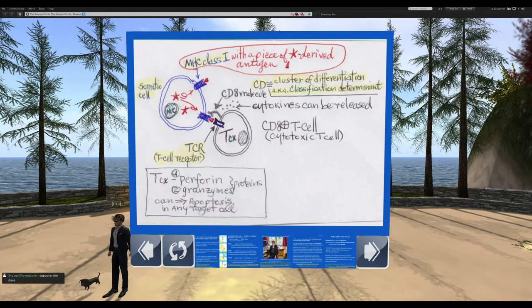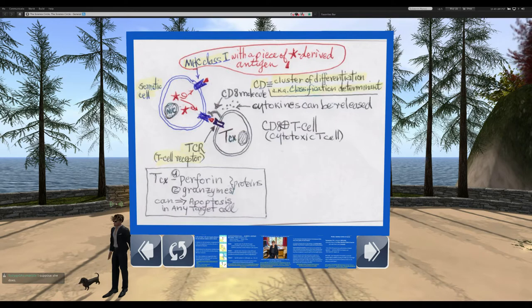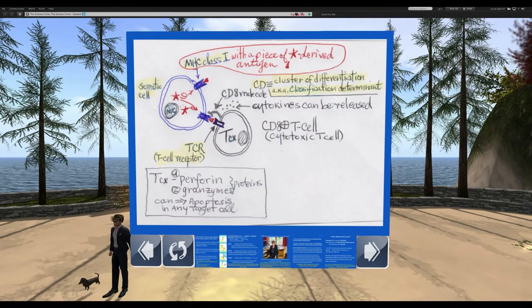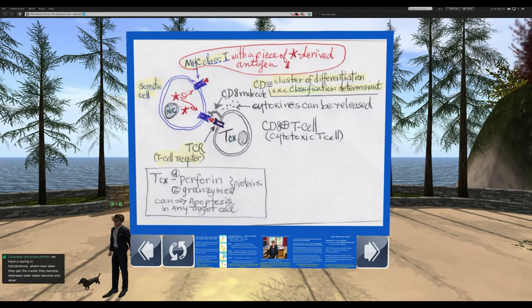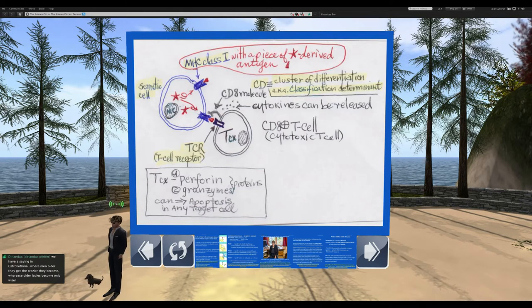toxic and will kill the cell. This is one way your body controls cancer. This is an effective way for something like cancer.